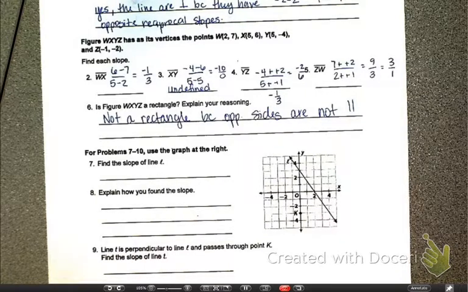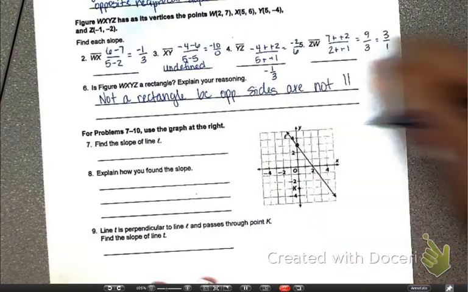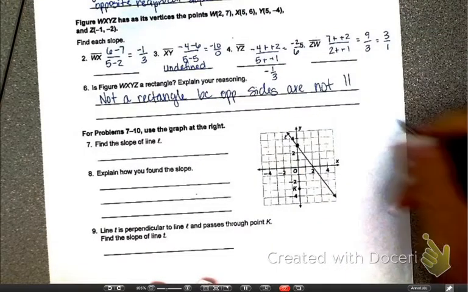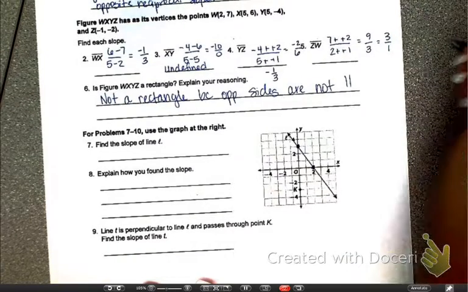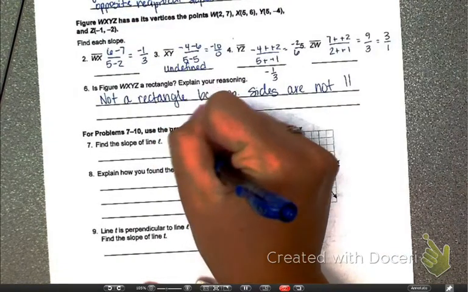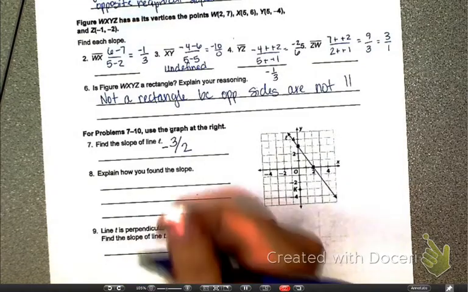Find the slope of line L. It's on a coordinate plane, but it does not give you points. Can someone give me 2 points that would help me easily find the slope of line L? 0, 3. Okay. 2, 0. So what's my rise? 3, and the run? -2. Thank you, because we went backwards. How did we find the slope? Rise over run.